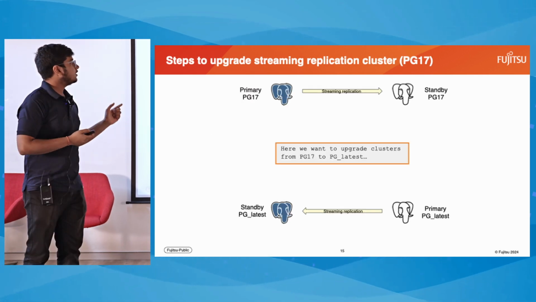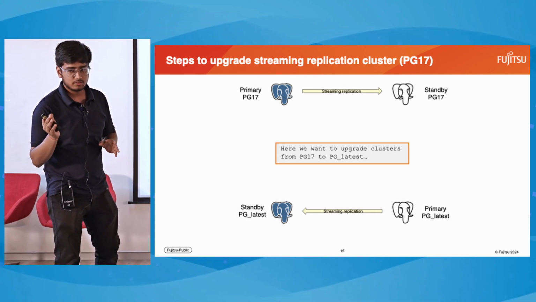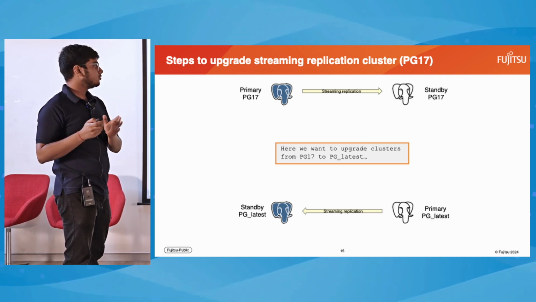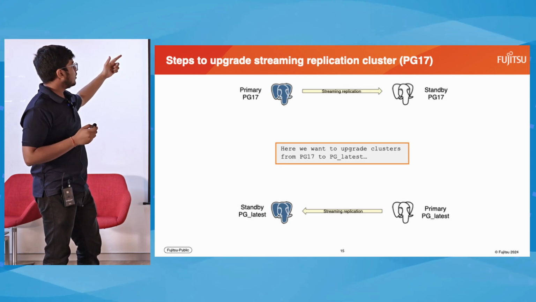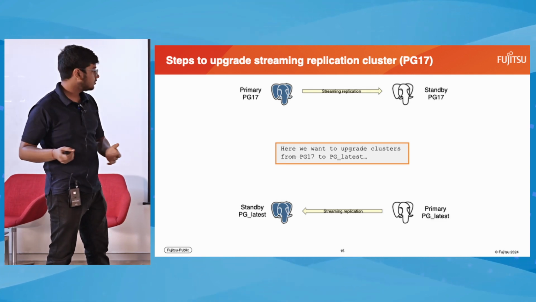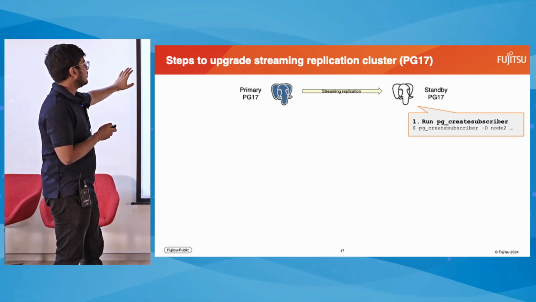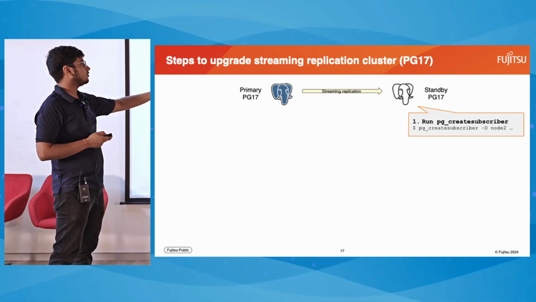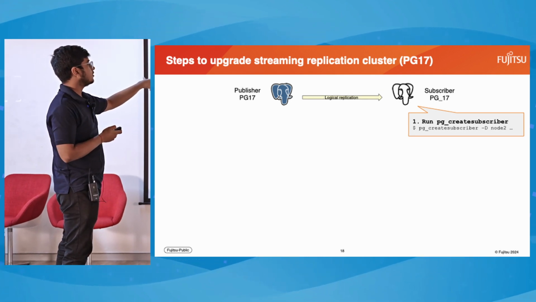Now, considering the new features, let's see what the improvement is in these steps. Since this feature is introduced in PG17, I am considering the upgrade from PG17 to the latest PG version. Suppose initially we have a PG17 streaming replication setup, and here we run PG Create Subscriber on the streaming replication setup. It will be converted to a logical replication setup.